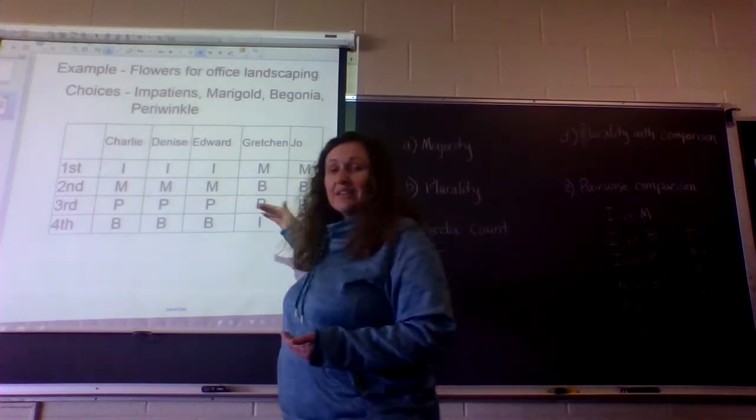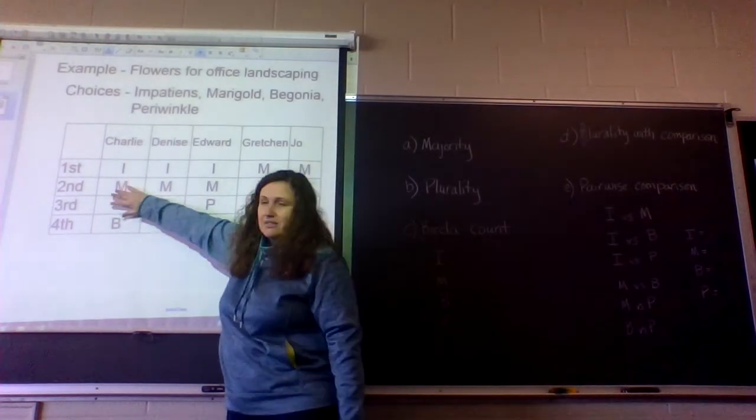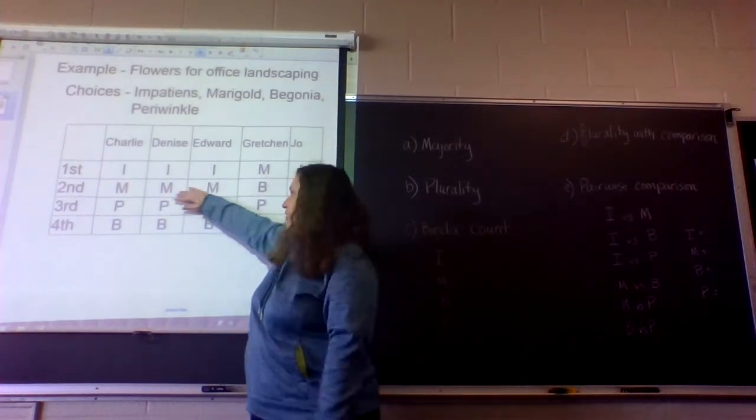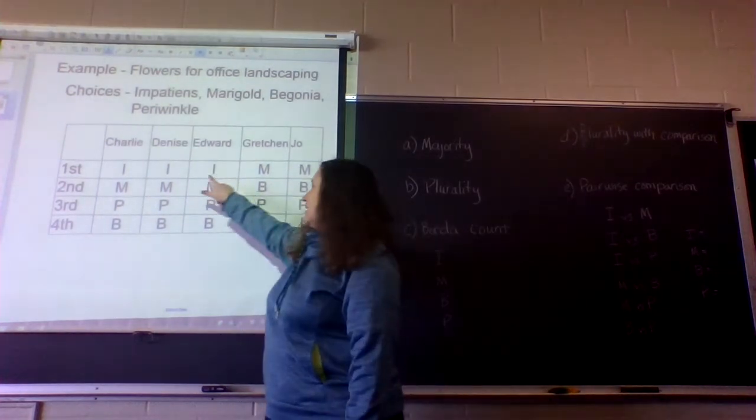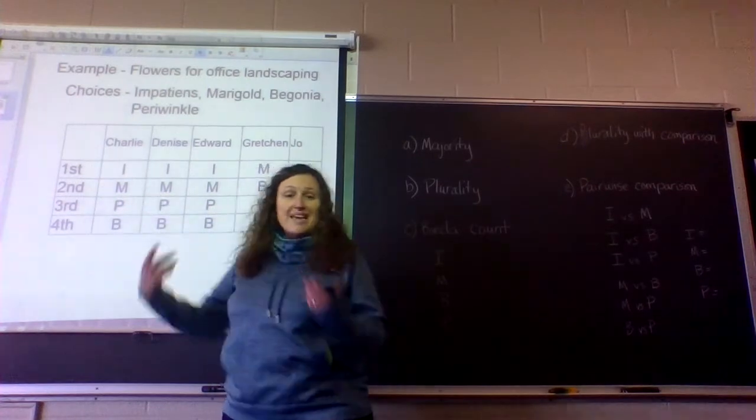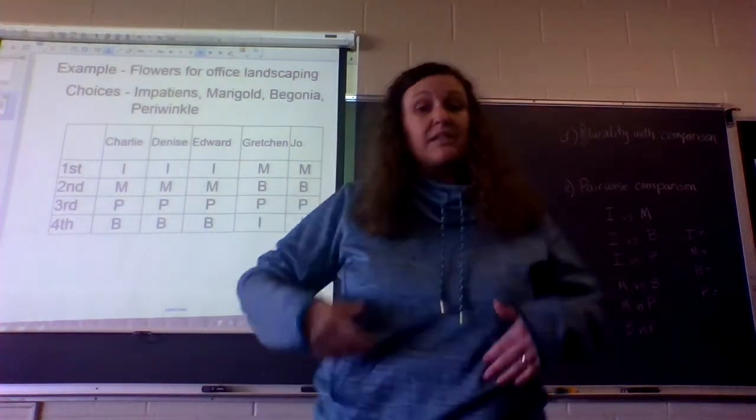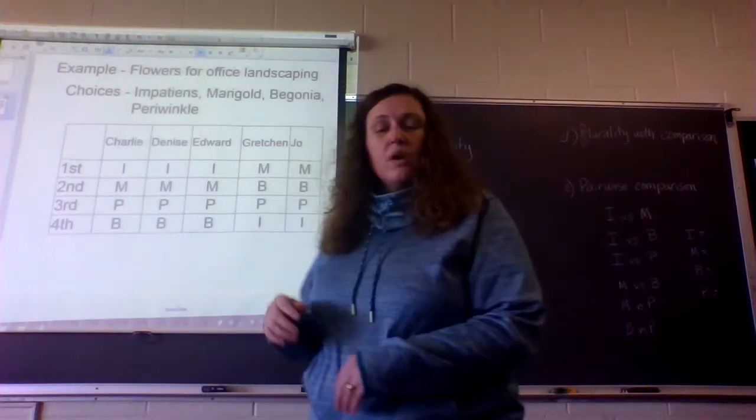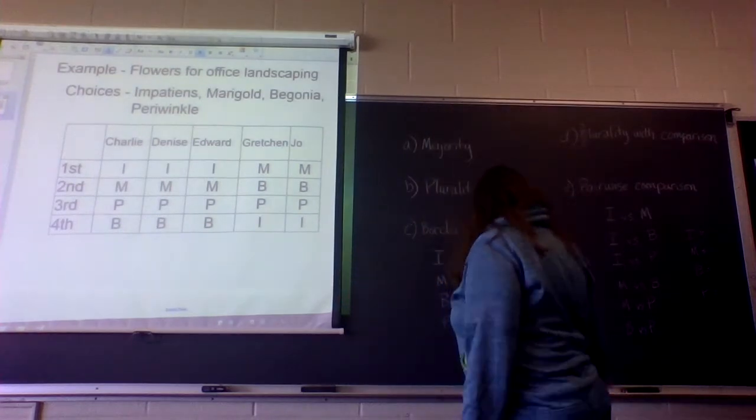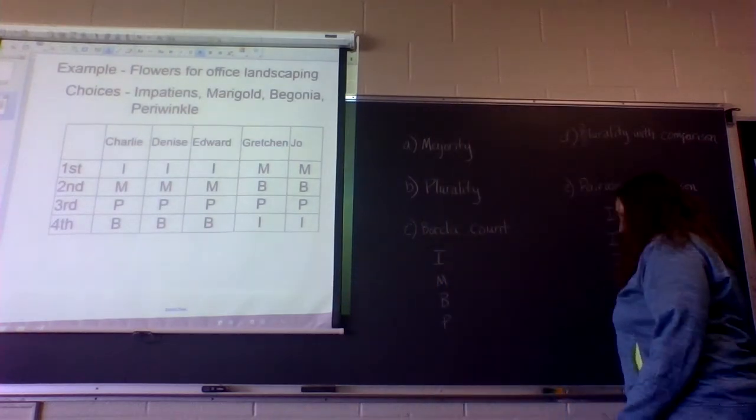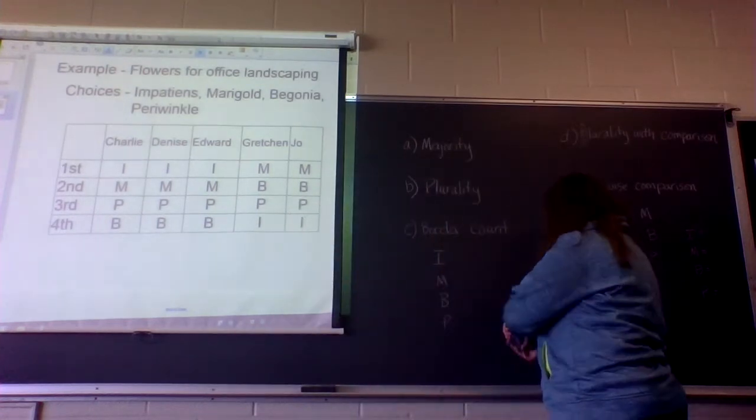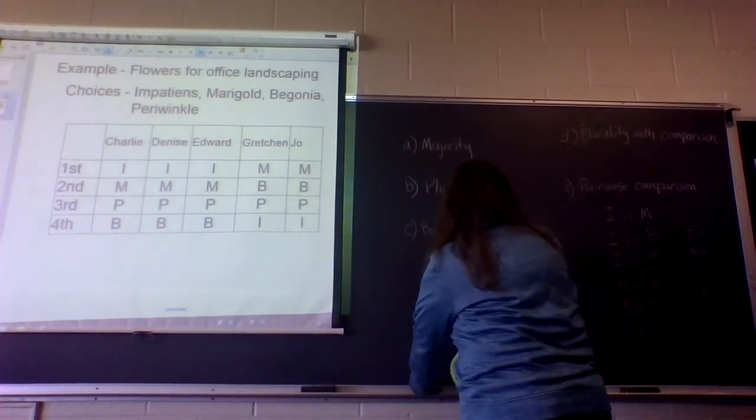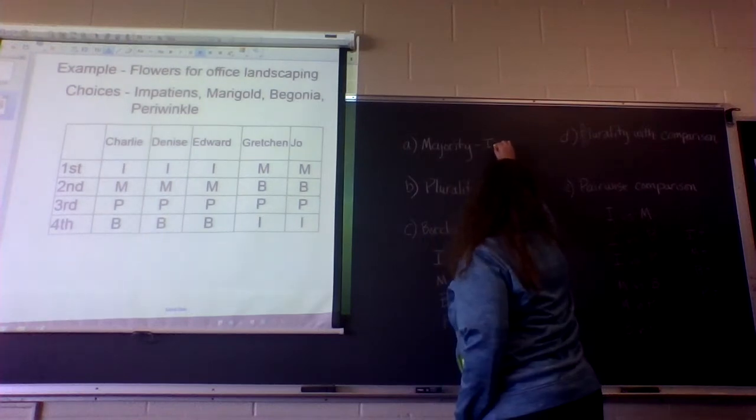So I look just at the first place votes. Like I don't need the second, third, fourth. I just look at the first place votes. Okay, 3 people voted for I, 2 people voted for M. Now, is 3 enough? Yes, that's enough because that's over 2.5. So there is a majority winner, which is, in this case, impatiens. All right, so you'll notice when you look at your notes here, I filled this in. Okay, so the majority winner is impatiens.